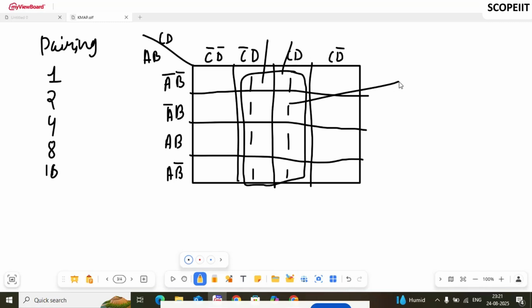So common is D. So the answer for this one is D. Now see, if you make a pair of 2, you will get 3 characters. If you make a pair of 4, you will get 2. If you make a pair of 8, you will get single characters.